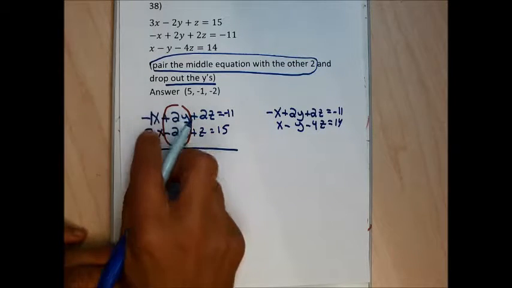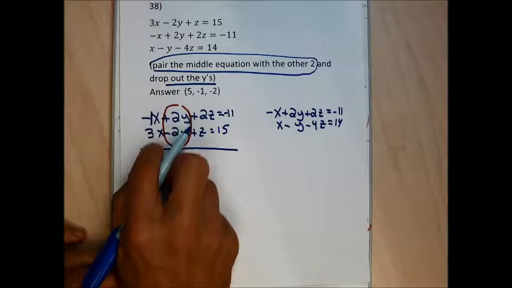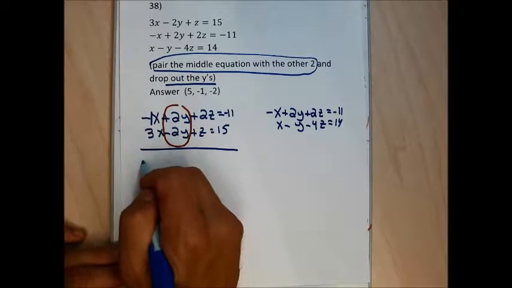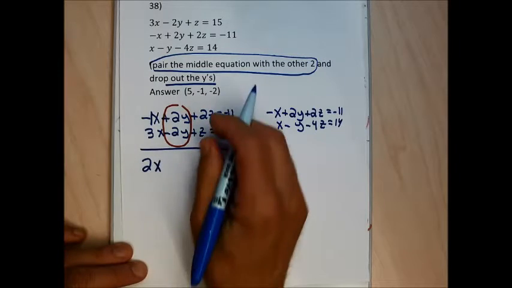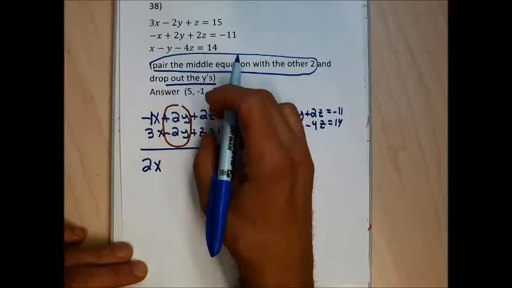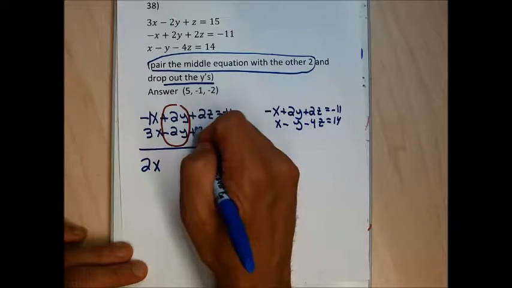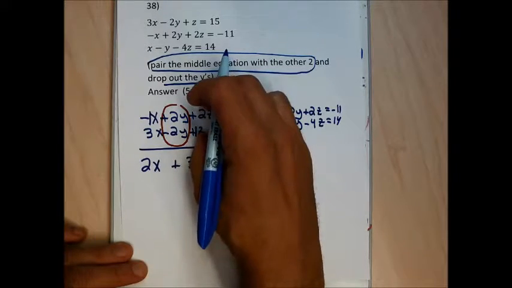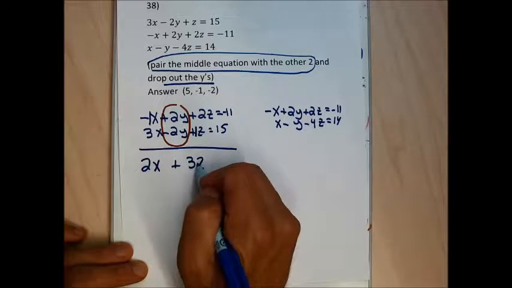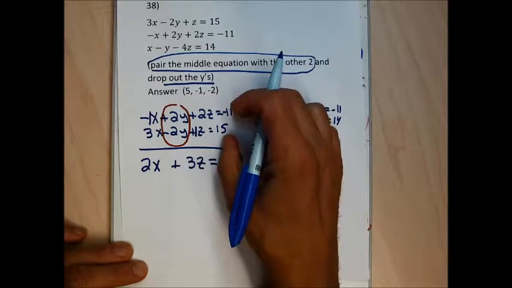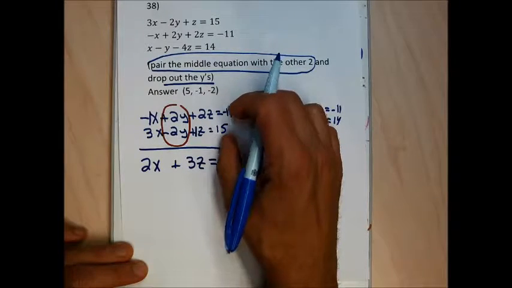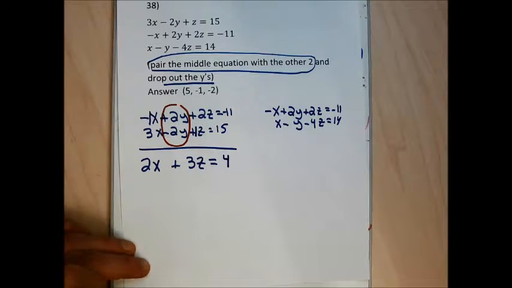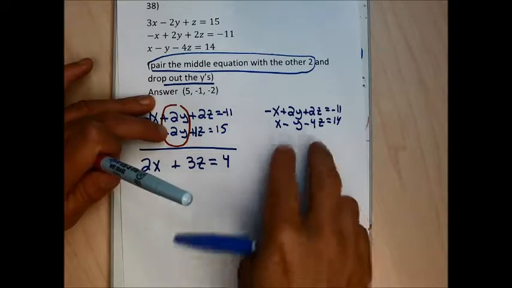Take the negative 1x that's implied in the top equation and the 3x in the bottom, combine them. They have opposite signs, so I subtract and get a positive 2x. Cancel the y's. Take the 2z in the top equation and the 1z that's implied in the bottom equation, combine those together, add because they have the same signs, and get 3z. To the right of the equal sign, the 15 and the 11 have opposite signs, so I subtract and get a positive 4.